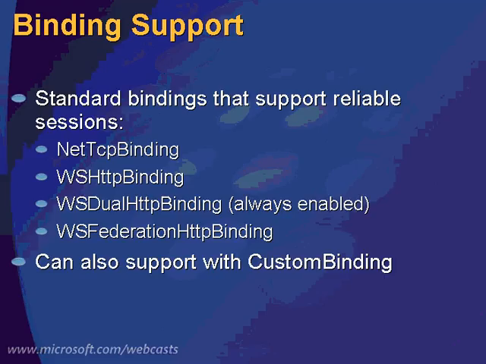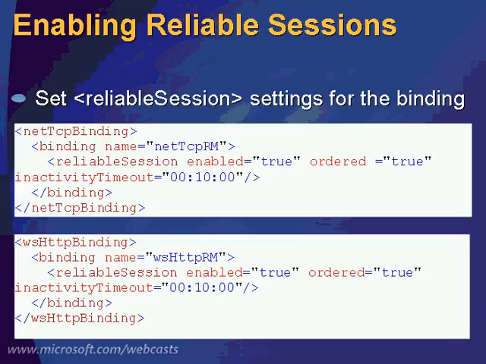Now, in a custom binding, which we use when we can't get all the features we were looking for in a particular standard binding, with a custom binding you can also configure reliability, and actually there will be times that you might want to do that, and I'll show you that a little bit later. But for now, let's just talk about how do I enable reliable sessions for a binding before I give you a demo.